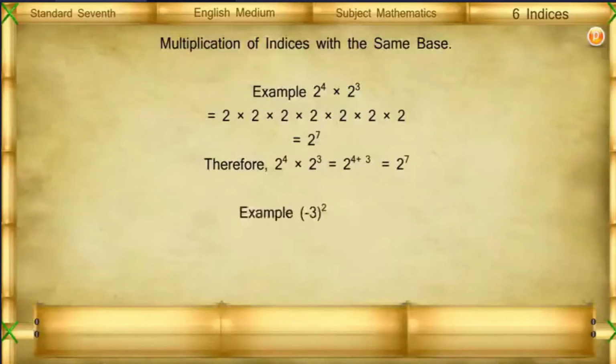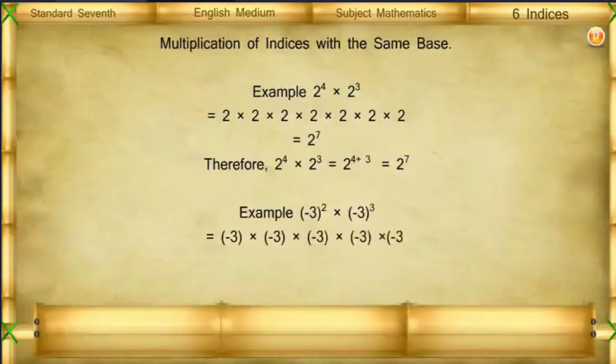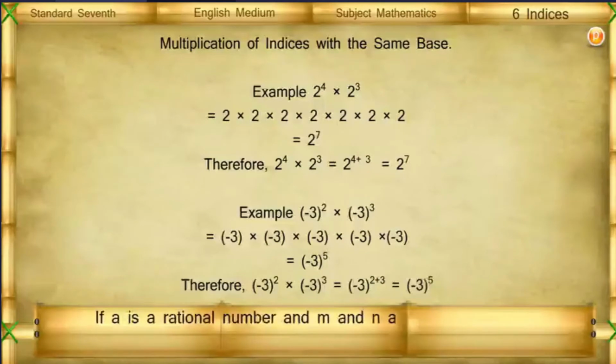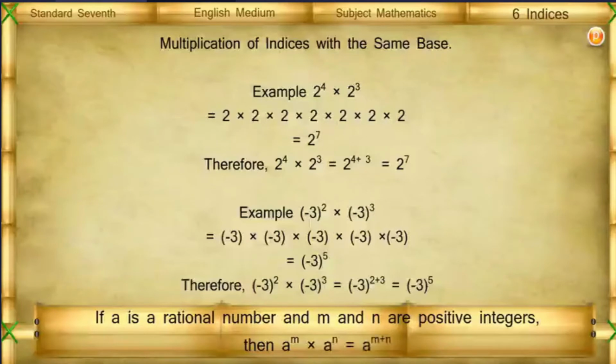Example: minus 3 square into minus 3 cube is equal to minus 3 into minus 3 into minus 3 into minus 3 into minus 3, which is equal to minus 3 raised to 5. Therefore, minus 3 square into minus 3 cube is equal to minus 3 raised to 2 plus 3, which is equal to minus 3 raised to 5. If a is a rational number and m and n are positive integers, then a raised to m into a raised to n is equal to a raised to m plus n.